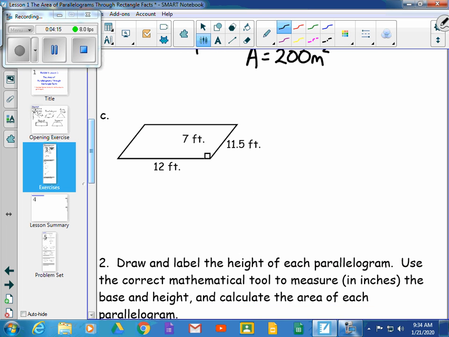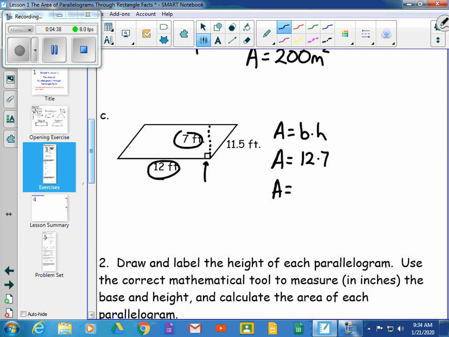Finally, this last one, we would start by writing the equation. The two values that I'm going to use are the 12 and the 7. Those two dimensions are perpendicular. You know that because of this right angle symbol right here. The last step then is to multiply. We get 84 square feet.